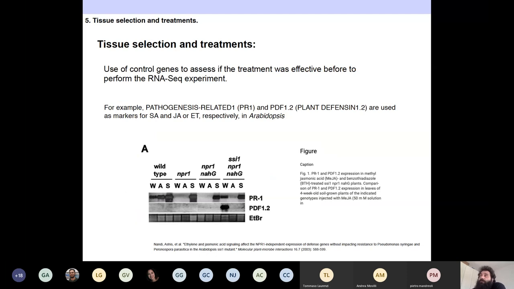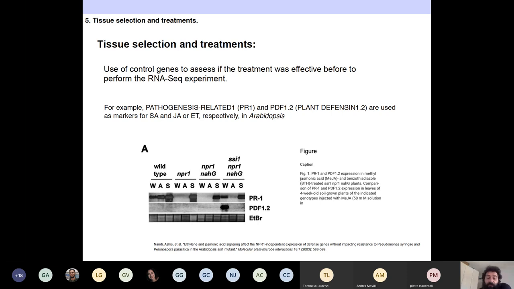For the tissue selection, if you are doing a treatment, it's always great to have controls that you can use to assess that the treatment was effective before you perform the RNA-seq experiment. It sounds intuitive, but I know a lot of people who don't do it. For example, I know people who apply pathogens, infections, to the individuals, and then do the RNA-seq. And when you ask, by the way, did you check that your plants were infected? They say, oh yeah, they look infected. But even if they look infected, you need a more accurate way to predict if the plant was infected, especially related to the transcriptome.